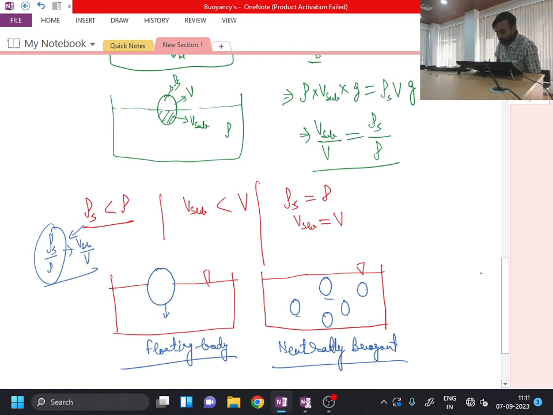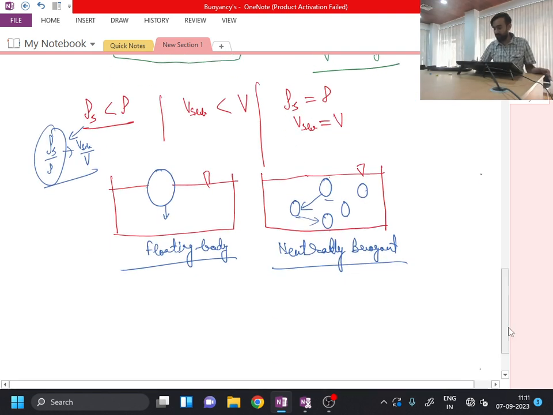Even if I displace it from this point to this point, here also it has an equilibrium position, so here also it can stay. If I move from here to here, there also it can stay. So this type of situation is nothing but what is called the situation of a neutrally buoyant object.